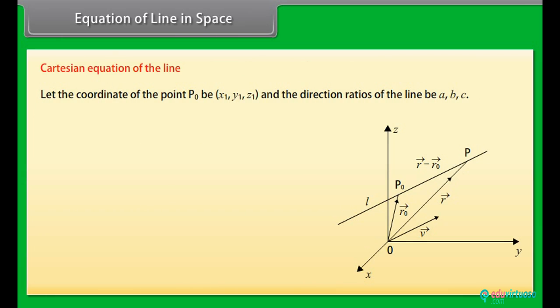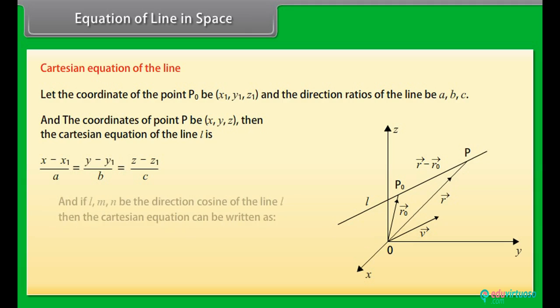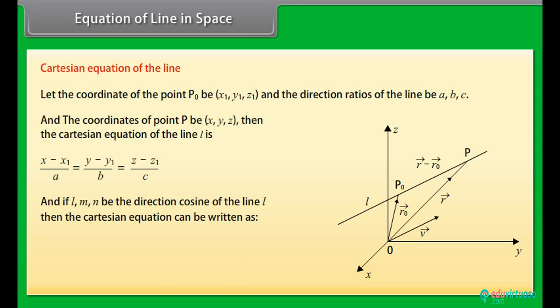Let the coordinates of the point P0 be x1, y1, z1 and the direction ratios of the line be A, B, C. And the coordinates of point P be x, y, z, then the Cartesian equation of the line is (x minus x1) by A equals (y minus y1) by B equals (z minus z1) by C. And if L, M, N be the direction cosines of the line L, then the Cartesian equation can be written as (x minus x1) by L equals (y minus y1) by M equals (z minus z1) by N.